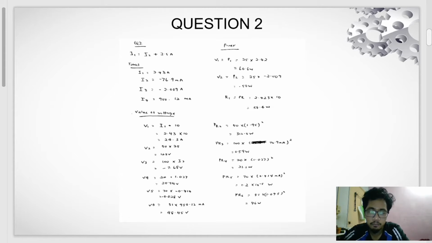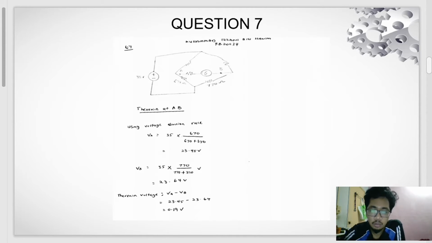So the power that I have calculated in this circuit: the first one is 312.5 watt. The third one is 0.59 watt. The fourth one is 21.1 watt. The fifth one is 1.2 times 10 to the negative 5 watt. And the last one is 46 watt. We move on to question 7.